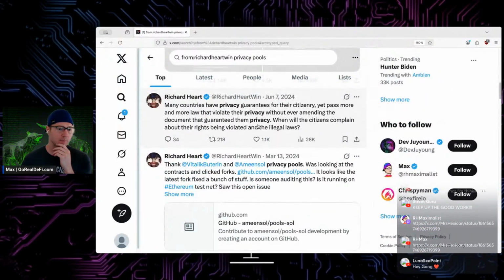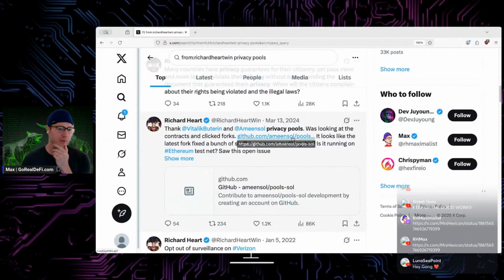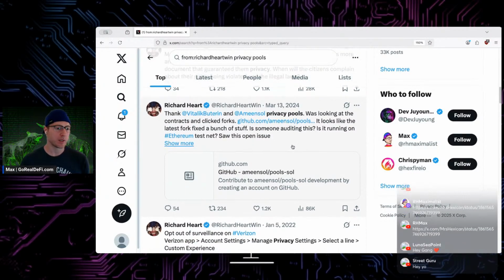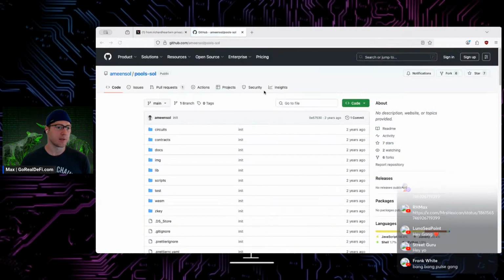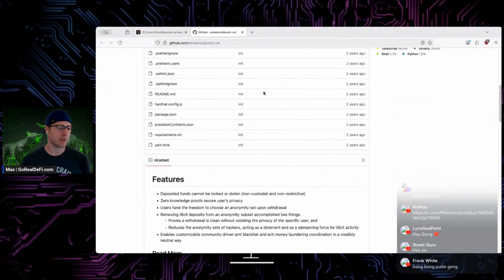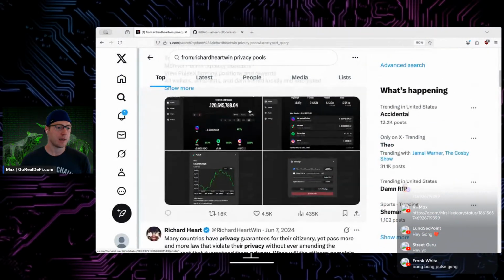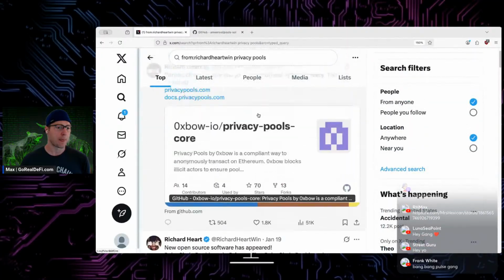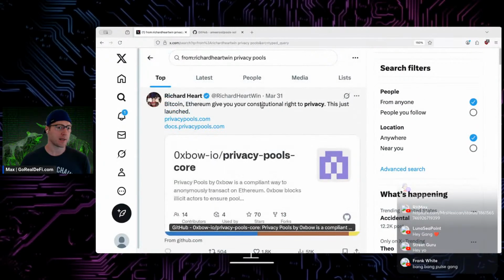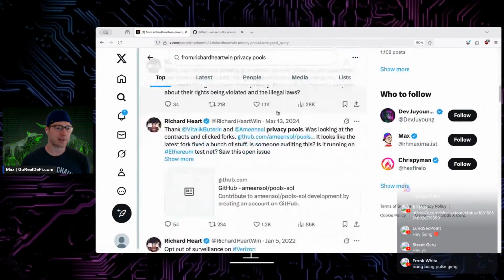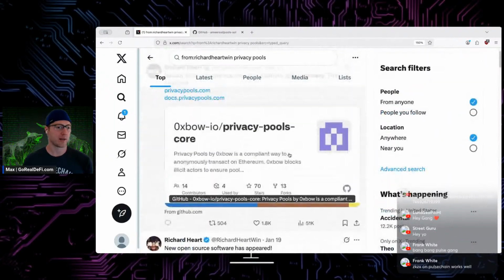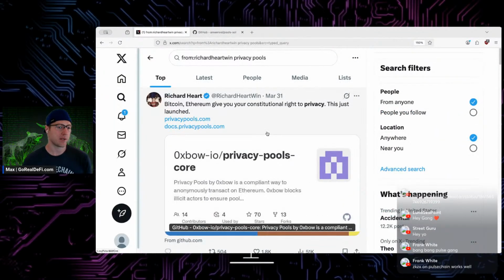Let's see what else he talked about though. You mentioned it before. So back in March 2024, thanks for privacy pools, looking at the contracts and click forks. Looks like it's running on Ethereum testnet. So this was 2 years ago. So this was maybe a test repo or something for it, for the privacy pools. And then this one was back in, so literally almost a year exactly. This was March 13th and March 31st, almost a year after that.